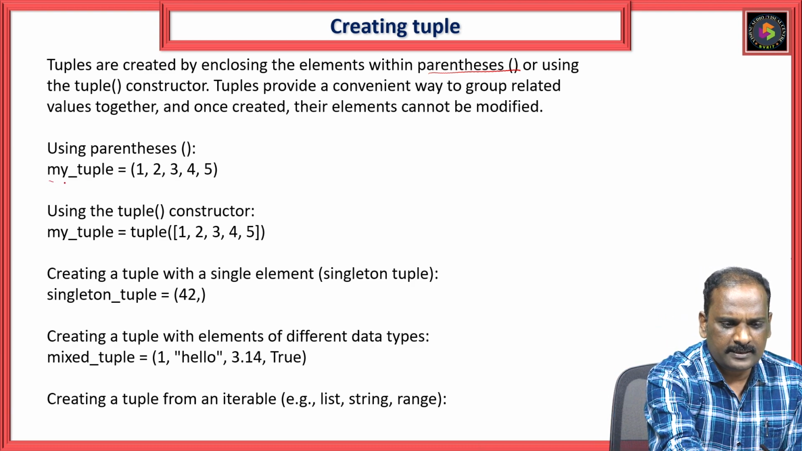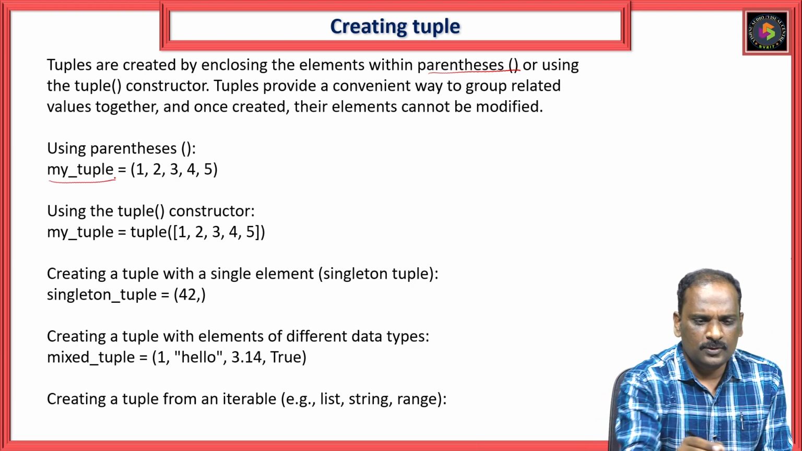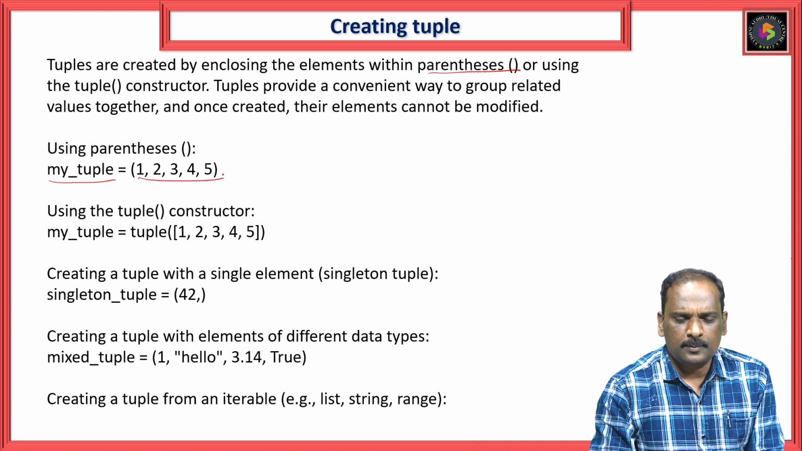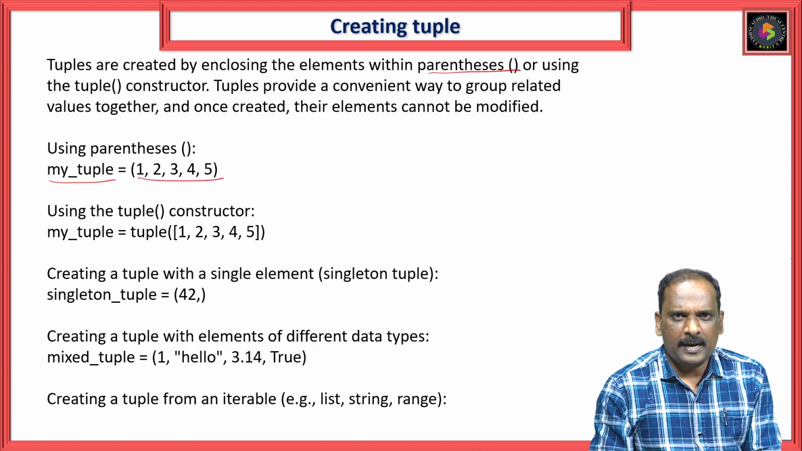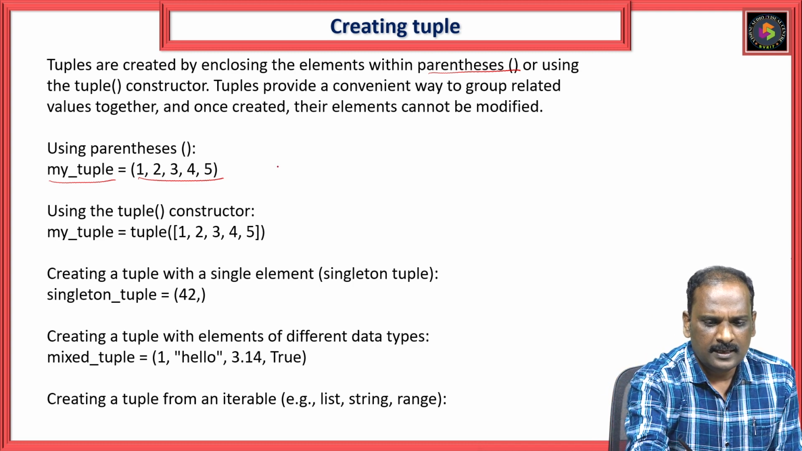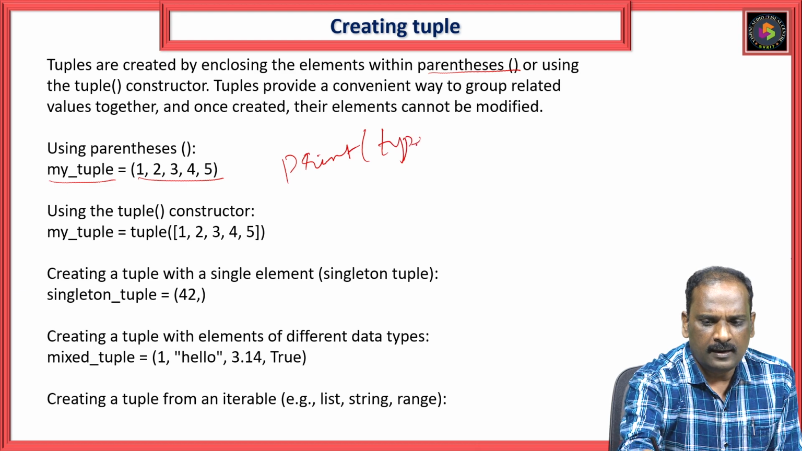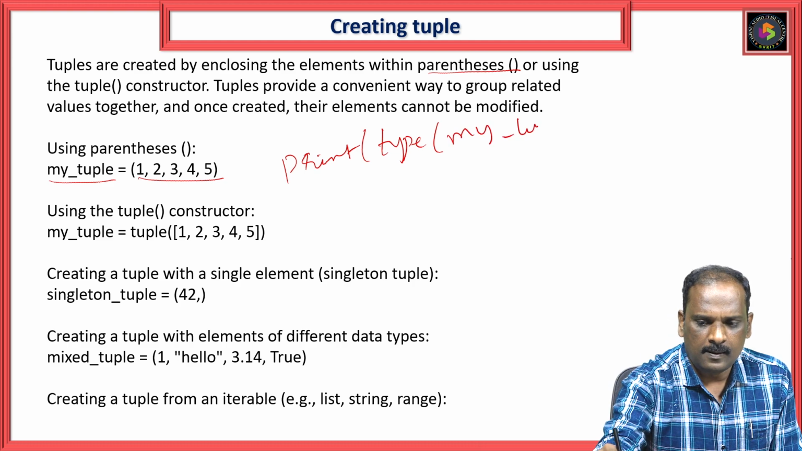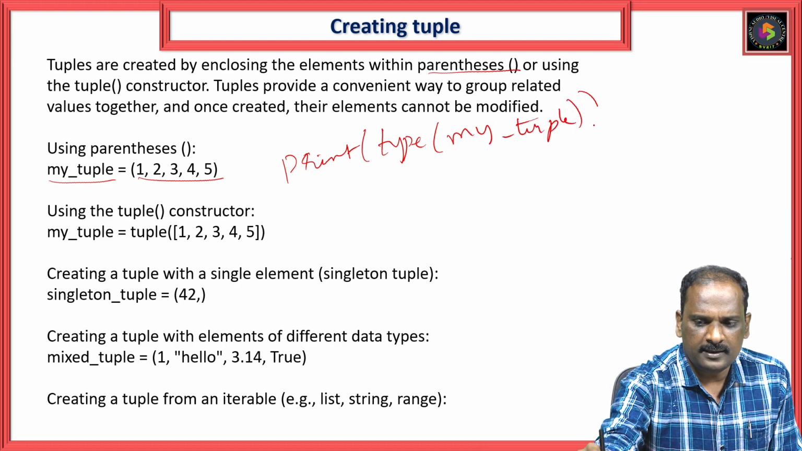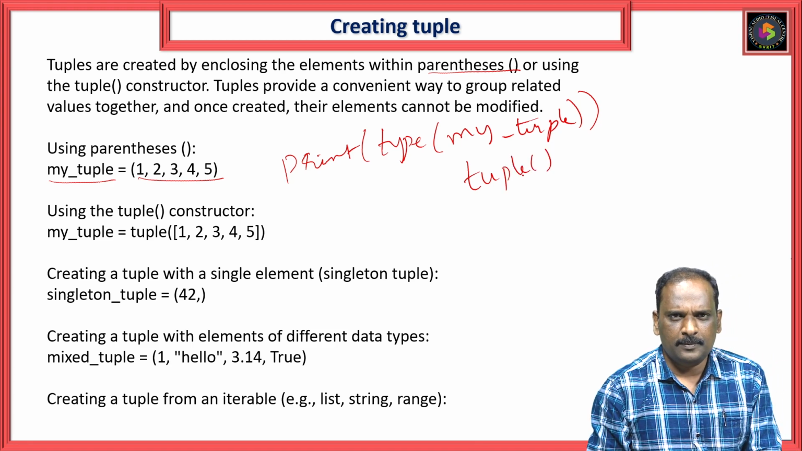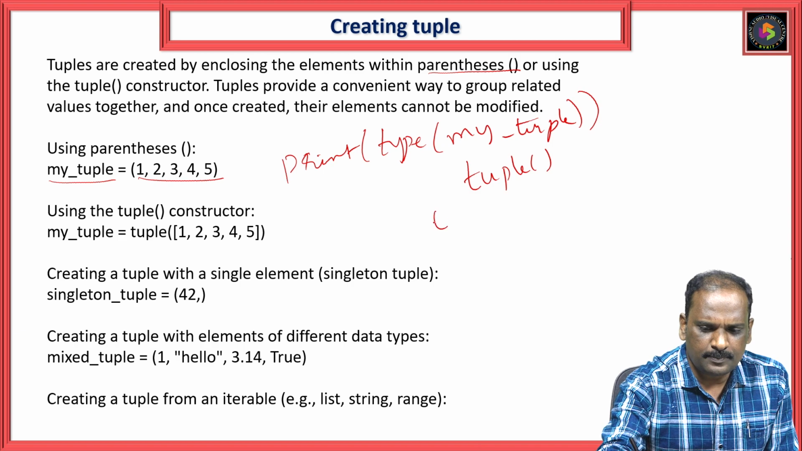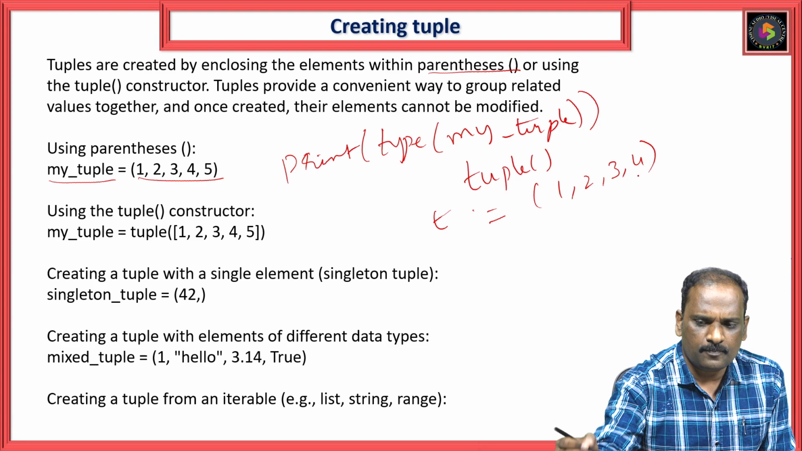First we shall see an example. My tuple is equal to 1, 2, 3, 4, 5, written inside the parentheses. Now if I print the type of my tuple, we get the data type as tuple. If I just print the tuple, we get the values 1, 2, 3, 4, 5.